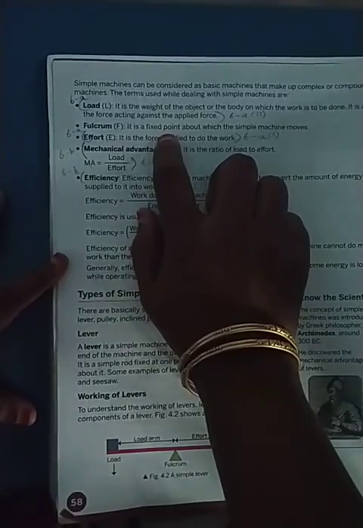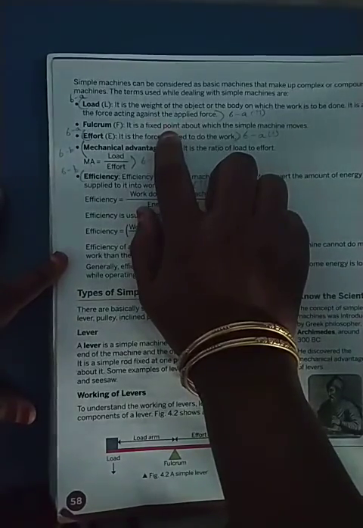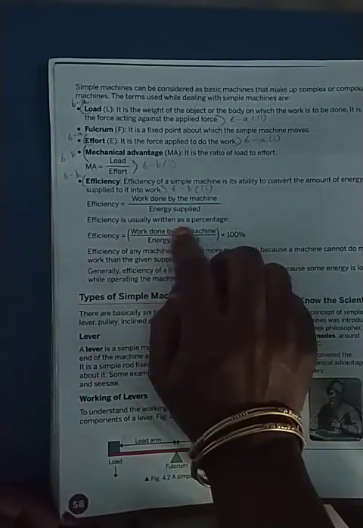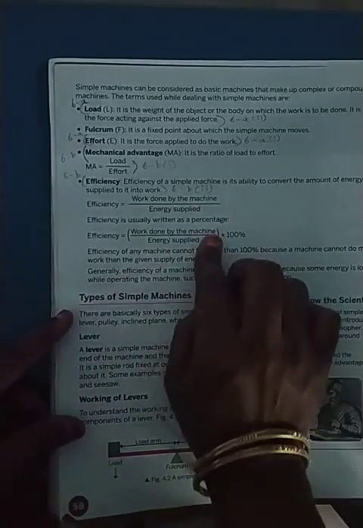Load is nothing but the weight of the object. Fulcrum is the fixed point about which the load or the simple machine is moving. Effort is the force applied to do the work. So these three definitions are very, very important. Then mechanical advantage is equal to load by effort. Okay. What is efficiency? The output work done by the machine divided by the energy supplied, multiplied by 100, will give you the efficiency.